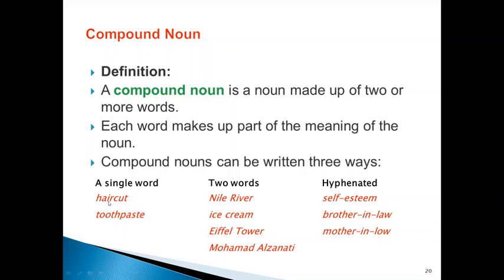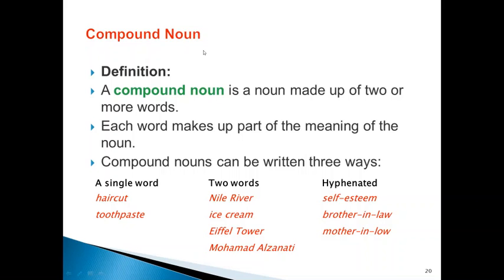When we combine two words to make a single word, here we make no space, as in haircut and toothpaste. When we combine two words, we make some space, as in Nile River, ice cream. And also when we use two or more, maybe three, and we want to use a hyphen between them, here also we can produce such type of compound noun.